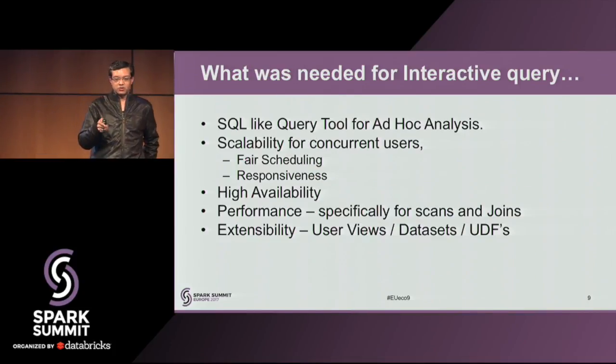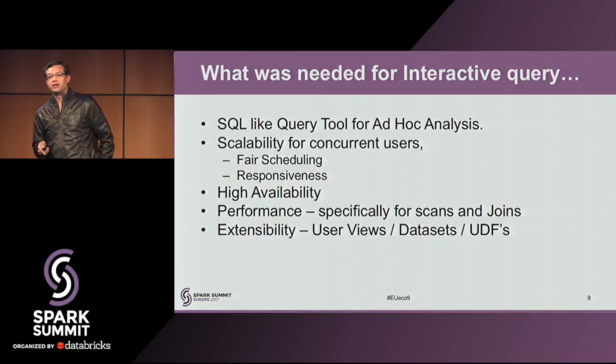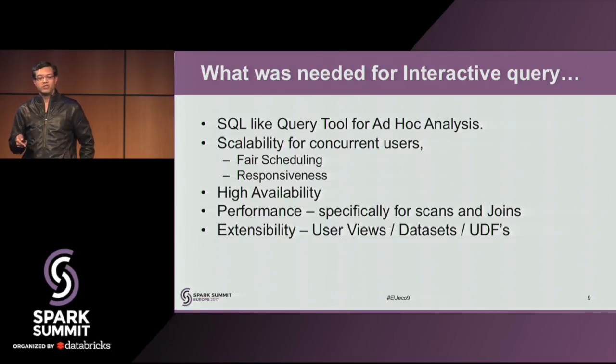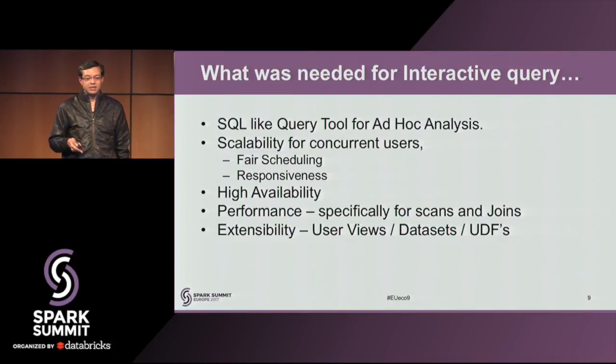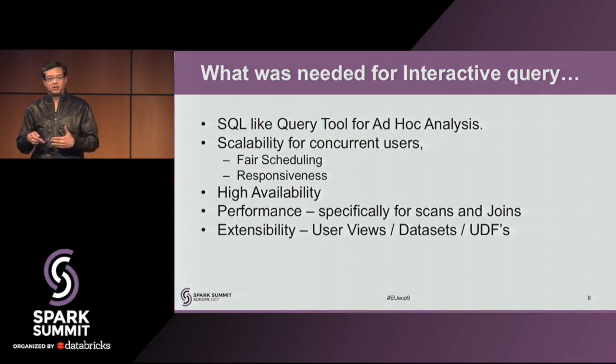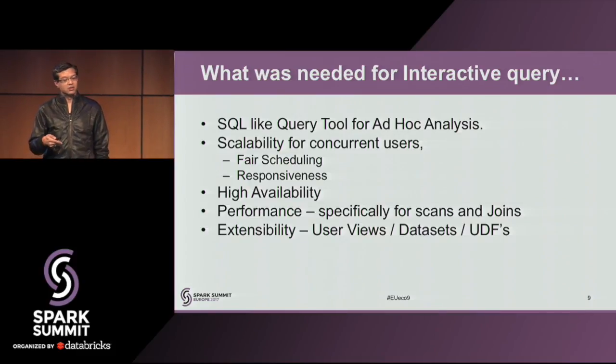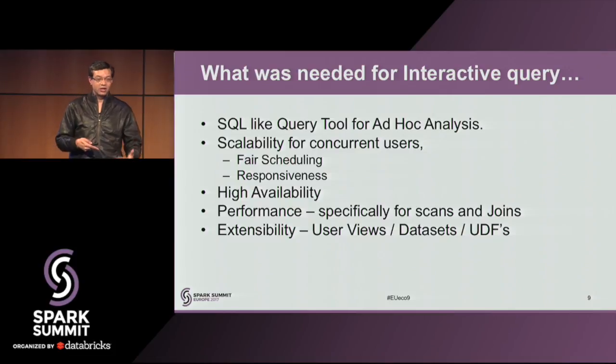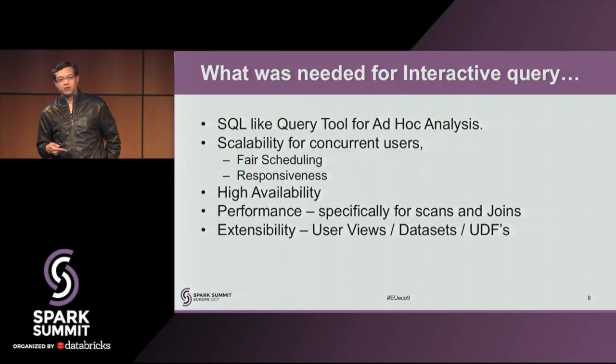So just to summarize, what was needed for our interactive query system to scale up? We of course needed a SQL-like query tool for ad hoc analysis. That was not there in our phase one. Then scalability for concurrent users. They were expecting fair scheduling. They were expecting responsiveness. Because whether it's one query, one user, or 10 queries, 20 users, they were expecting fair scheduling and a proportional response time for their query.